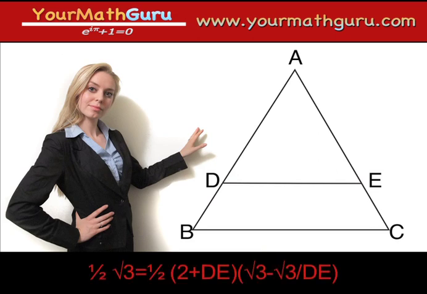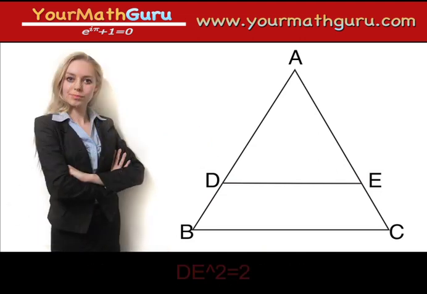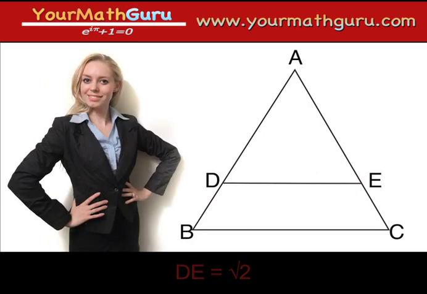Therefore, half square root of 3 is equal to half of (2 plus DE) times (square root of 3 minus square root of 3 divided by DE). Simplifying, we obtain DE squared is equal to 2, so DE is the square root of 2. See? The problem seems at first reasonably simple and straightforward, but there is a procedure to it, and we must understand the critical need to take a step-by-step approach leading to its solution.